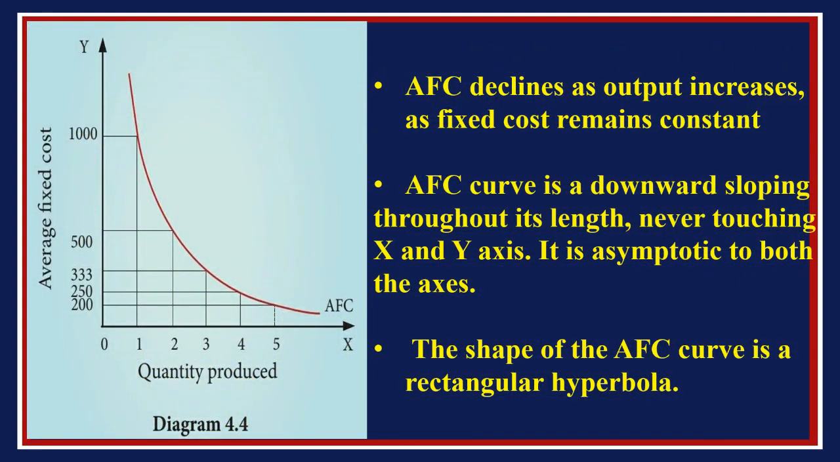Let's look at the diagram. We have X and Y axis. On the X axis we have the level of quantity, and on the Y axis we have the average fixed cost. AFC declines as the output increases and fixed cost remains constant. So the fixed cost here is 1000. It remains constant, and average fixed cost declines as the output goes on increasing. So the shape of the AFC curve is a rectangular hyperbola. So it slopes downwards.